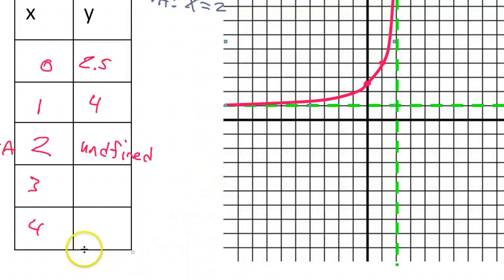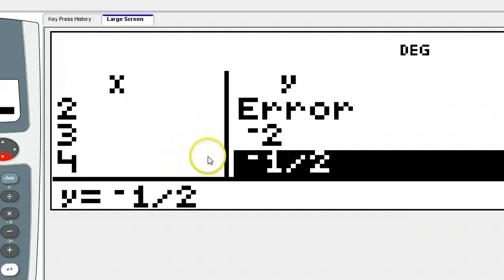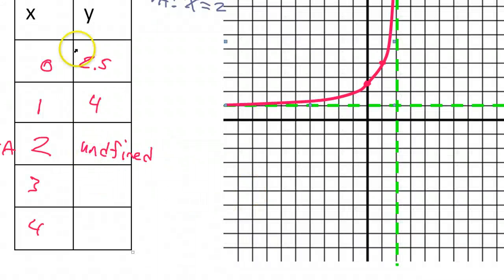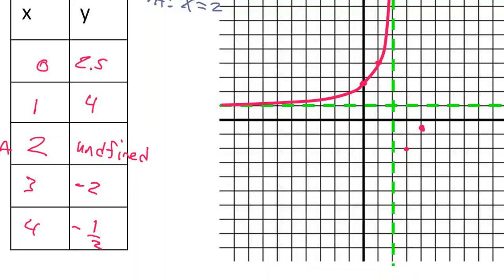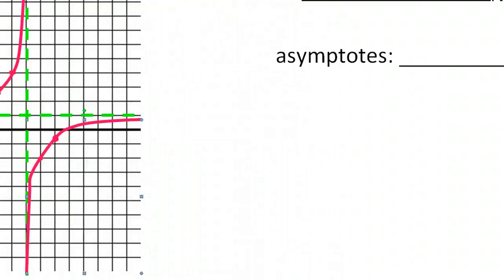How about the other values? 3 and 4 give -2 and -1/2. So that means at 3, I'm at -2, and at 4, I'm at -1/2. Now I'm going to draw that branch. It should look something like that.